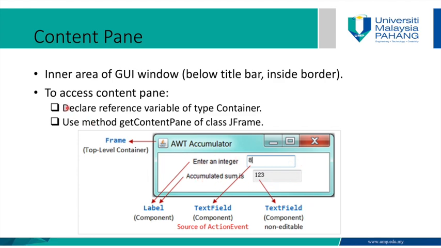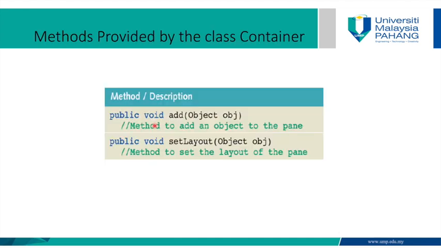To access the content pane, first we have to declare a reference variable of type Container, and we use the method getContentPane of class JFrame. These are the methods provided by the class Container.